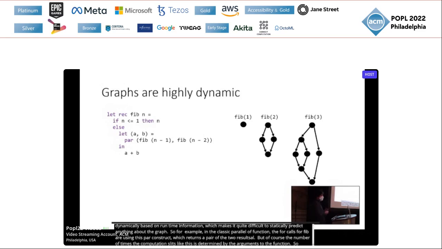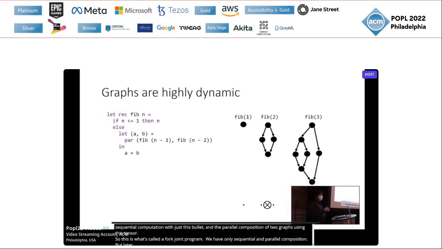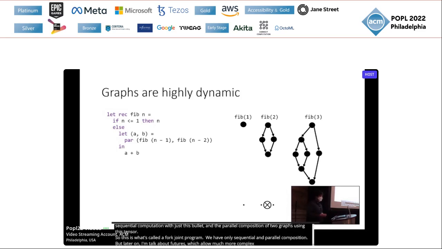And because these graphs are hard to draw every time you want to use them, we'll use notational shorthands. So we'll represent just a purely sequential computation with just this bullet and the parallel composition of two graphs using this tensor. So this is what's called a fork join program, where we have only sequential and parallel composition. But later on, I'll talk about futures, which allow much more complex dependency structures and much more complex graphs.